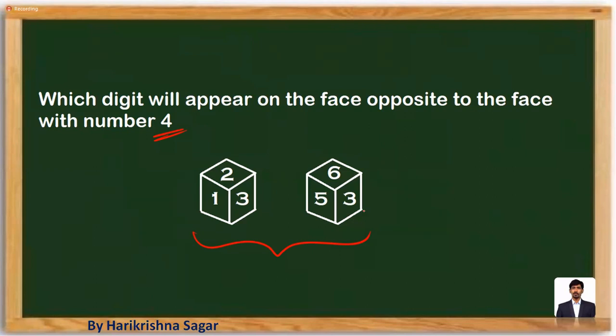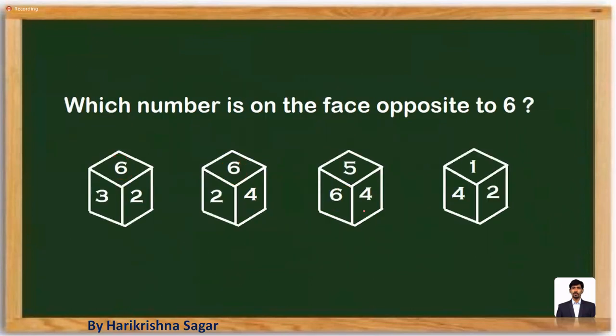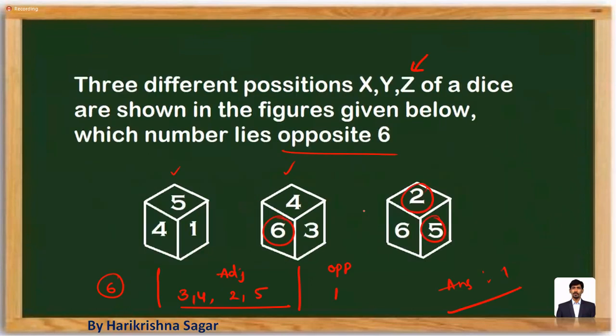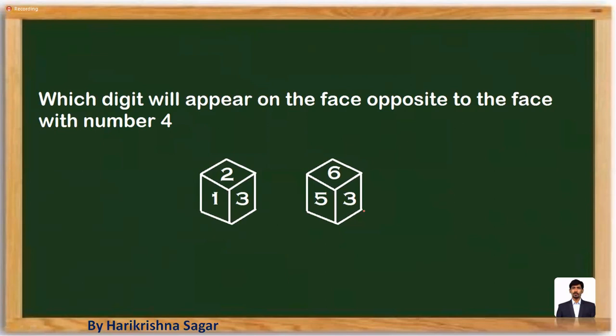If you observe previously, we were able to see 3 orientations or 4 orientations of a dice. Now we are able to see only 2 orientations of a dice. So we have to find out the opposite face of that particular one. You can just observe the question now. Which digit will appear on the face opposite to the face with number 4? So what I can suggest when you have any question which is related to 2 dice.